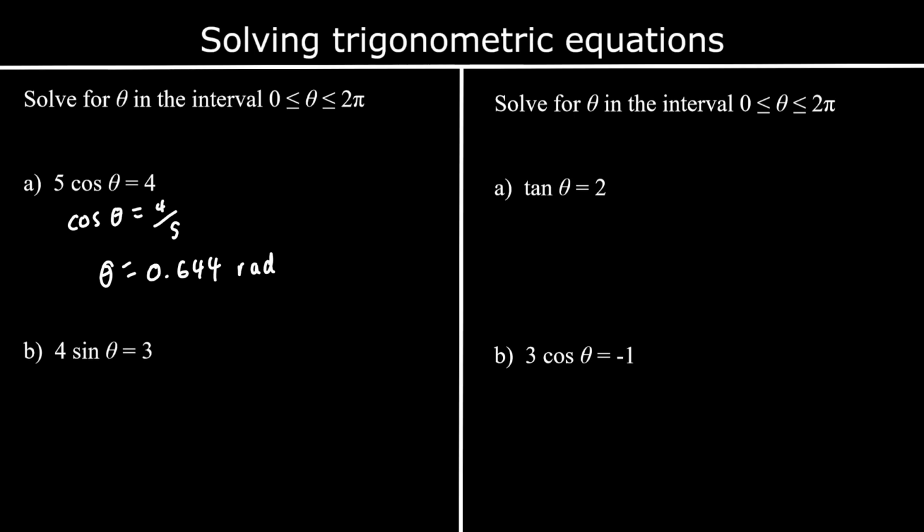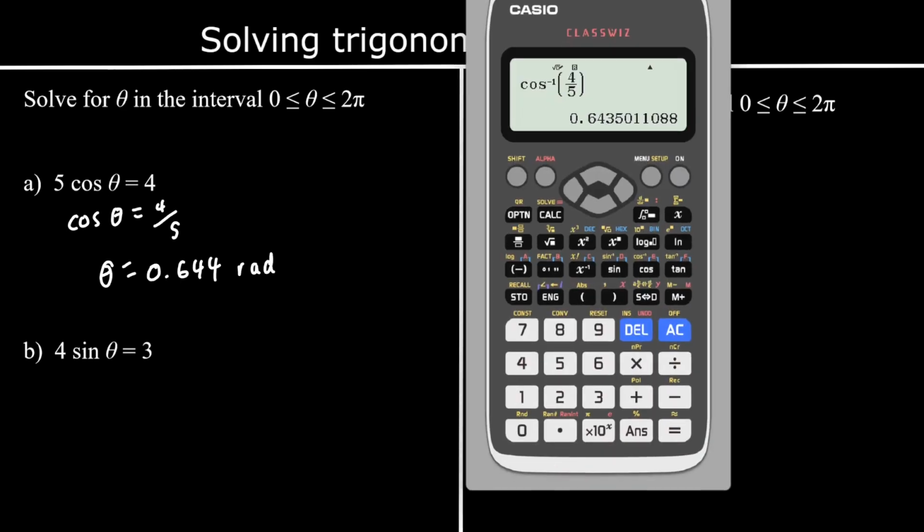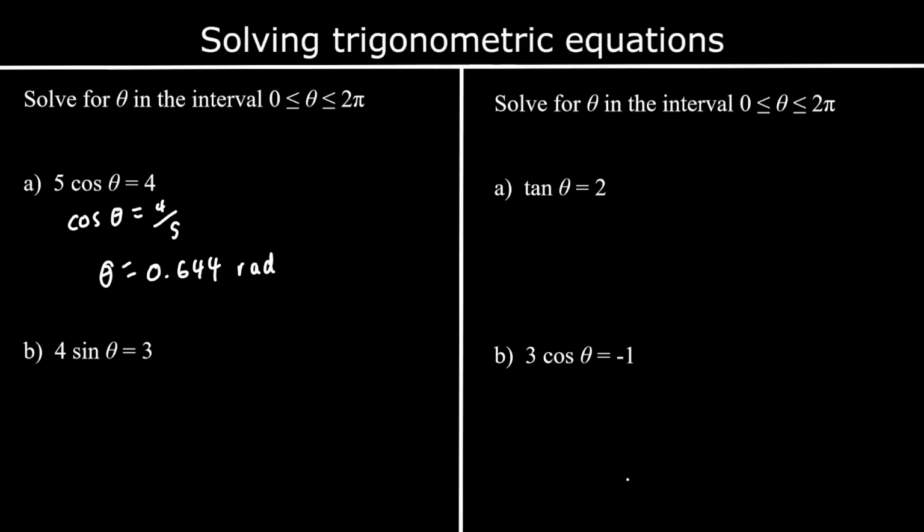When we were working with degrees, to get our second answer for cos, we did 360 minus the first answer. The equivalent for that in radians is 2 pi minus the first answer. So 2 pi minus answer is 5.64 radians. And we're only going to have two answers in the interval 0 to 2 pi. So that is it. The second one, 4 sine theta equals 3.